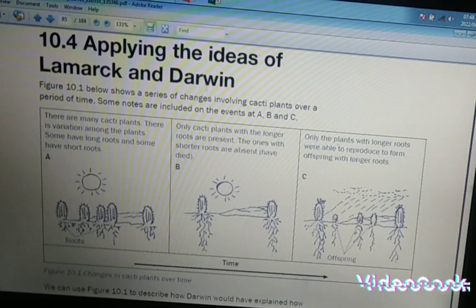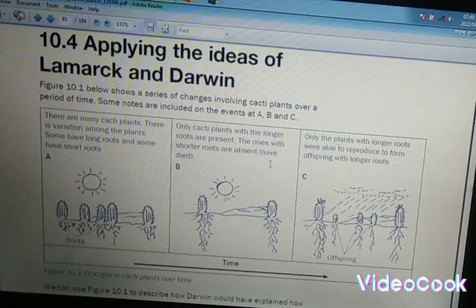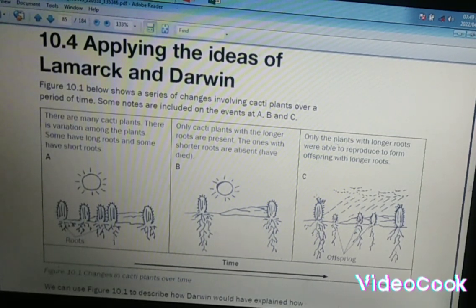In our previous videos, we looked at Lamarck and Darwin's ideas. We looked at the theories of evolution. Now let's apply them practically. We have A, B, C showing us the cacti plant, which is a desert plant, right?